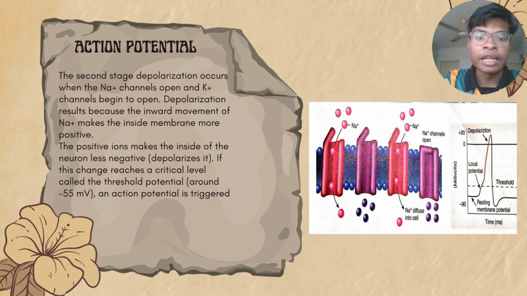is triggered. As you can see from the diagram on the right, the sodium channel opens, so the sodium ions can enter the cell membrane, while the potassium channel begins to open, but the potassium ion does not yet leave the cell membrane. On the graph, you can see the dotted line, which represents the threshold. The threshold in action potential is the critical level of membrane depolarization that a cell must reach for an action potential to be triggered. And on the red line is where depolarization occurs.